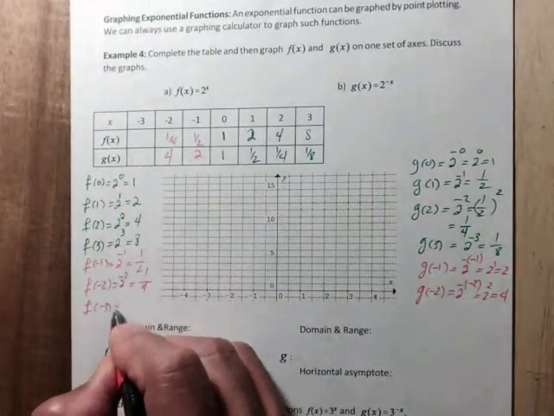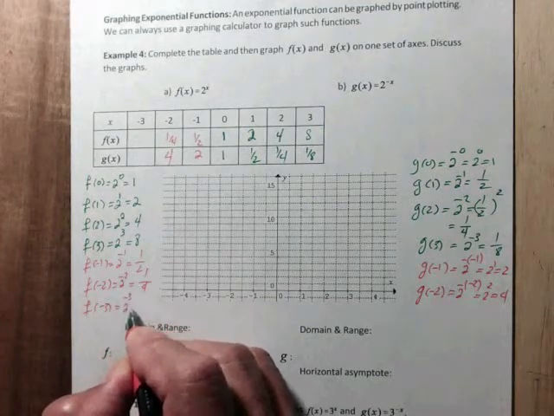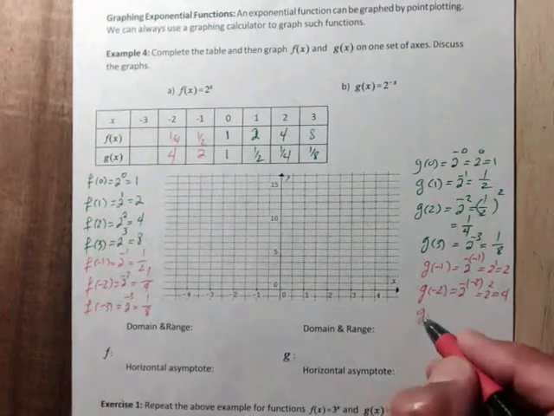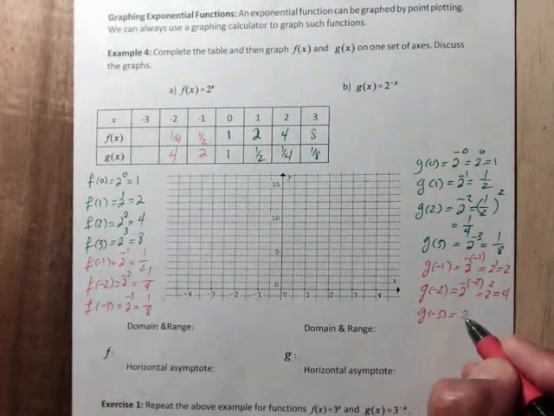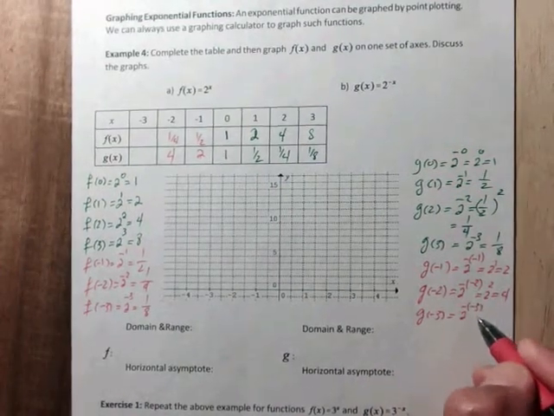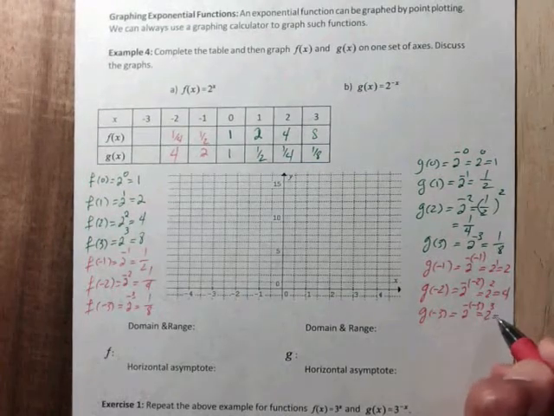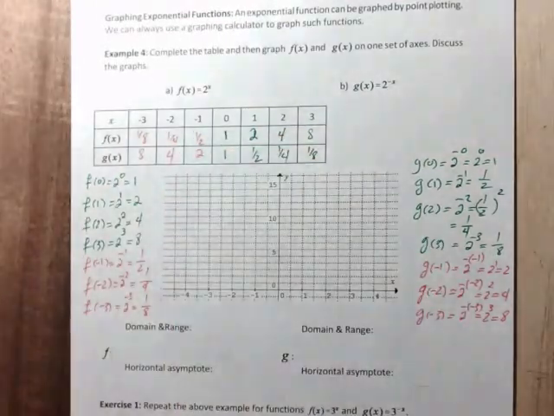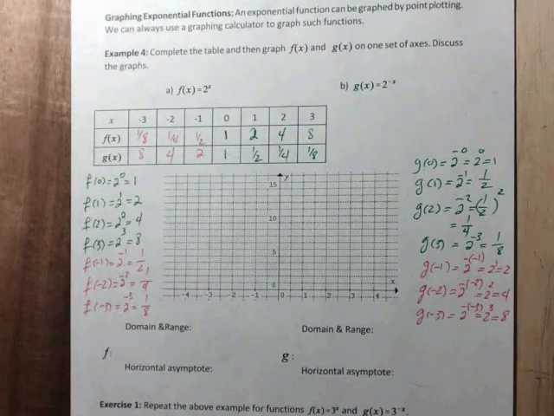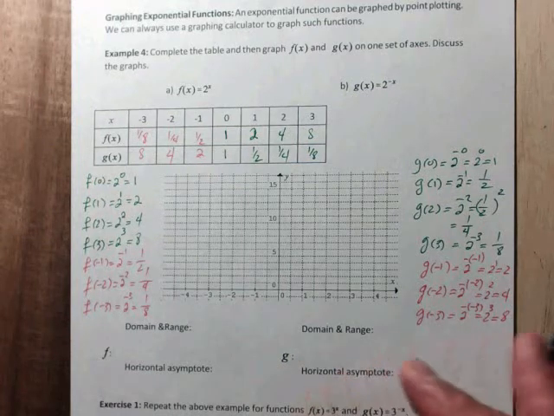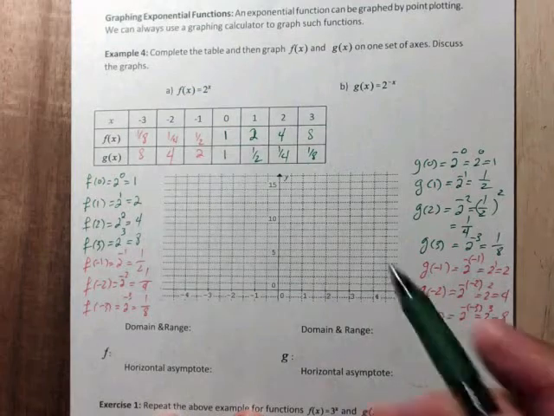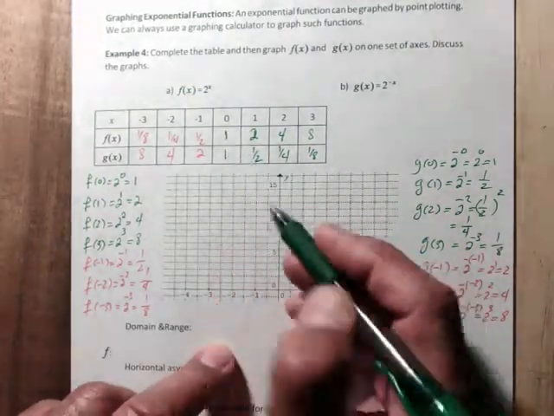And finally, negative 3. f of negative 3 is 2 to the negative 3, which is 1 over 8. g of negative 3 is 2 to the negative times negative 3, which is 2 to the 3, which is 8. Like that. So this is my table. I can do this forever, but we don't have time to do this forever. Now let's plot points. Let me use green for f. I'm going to start with 0, where f is 1.